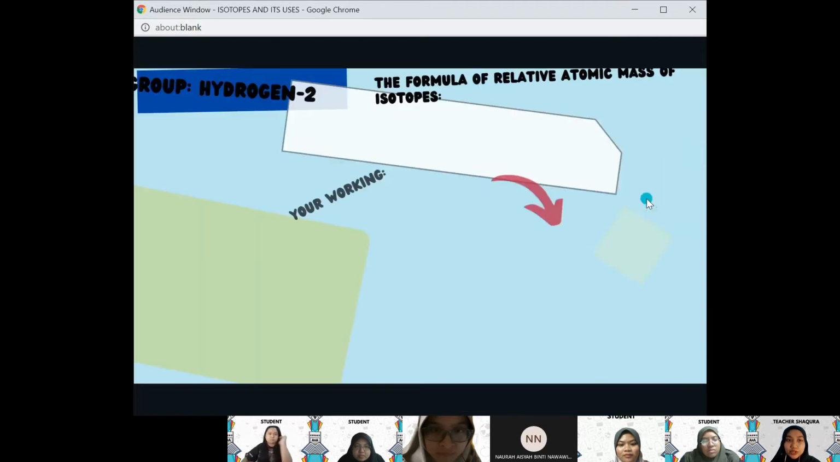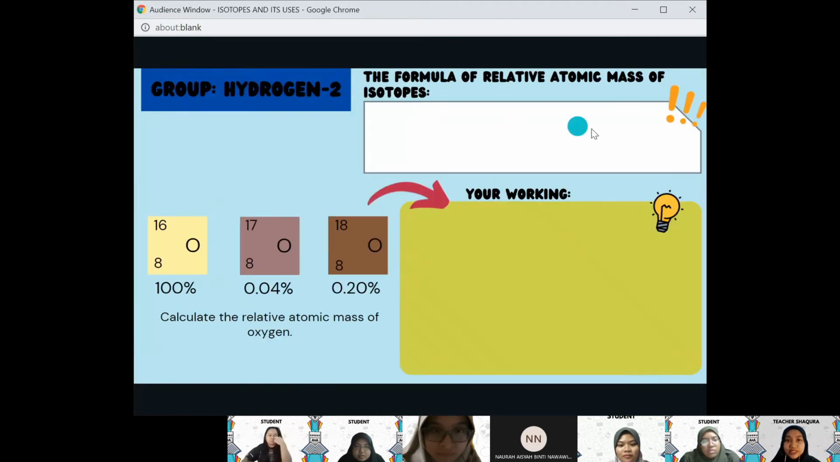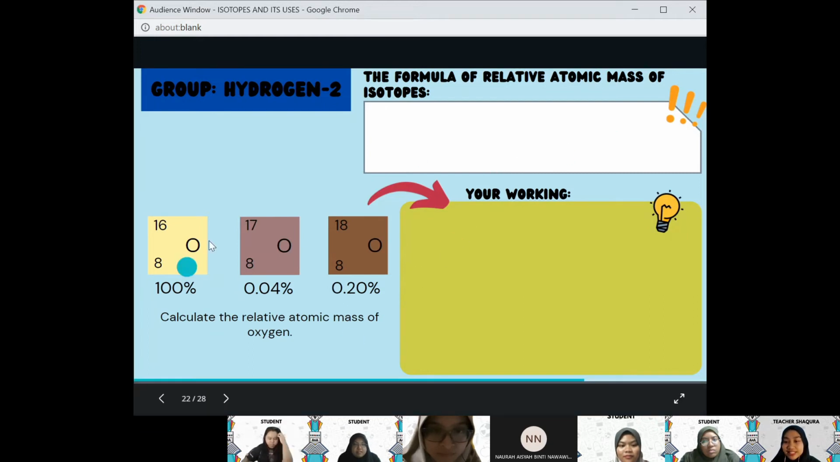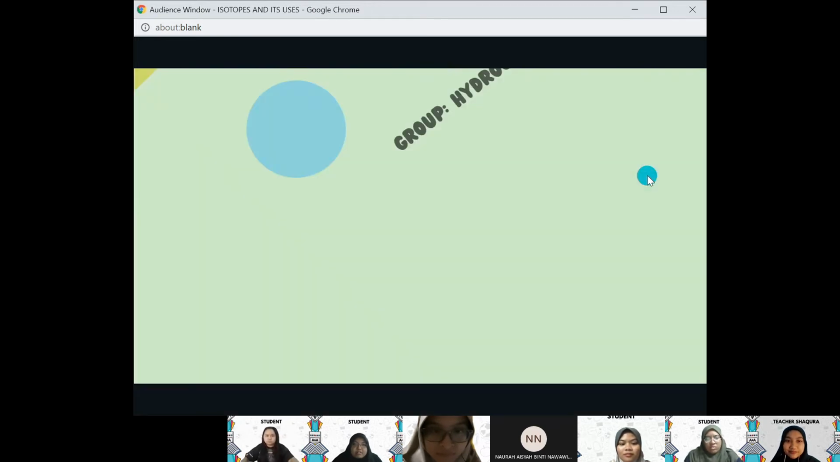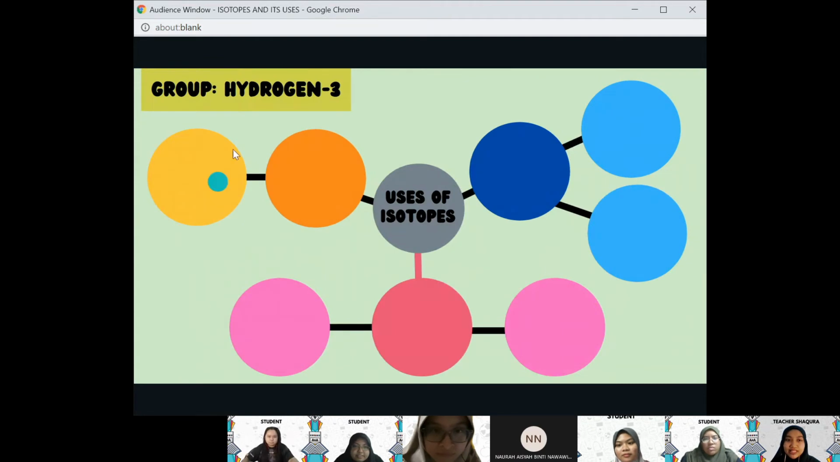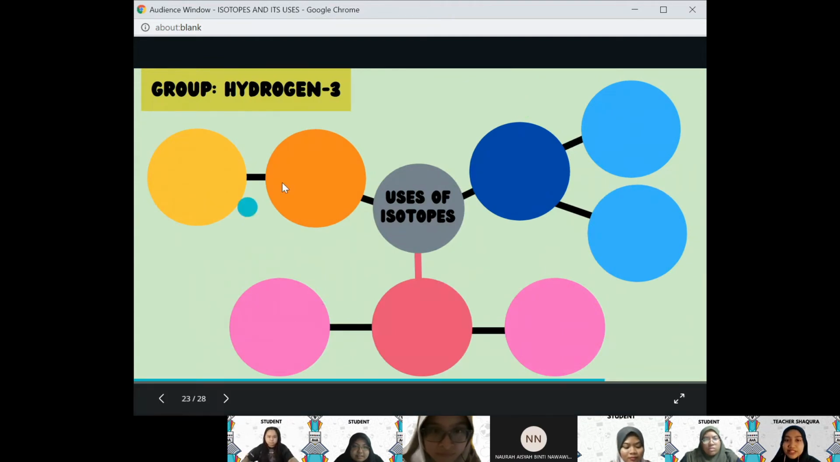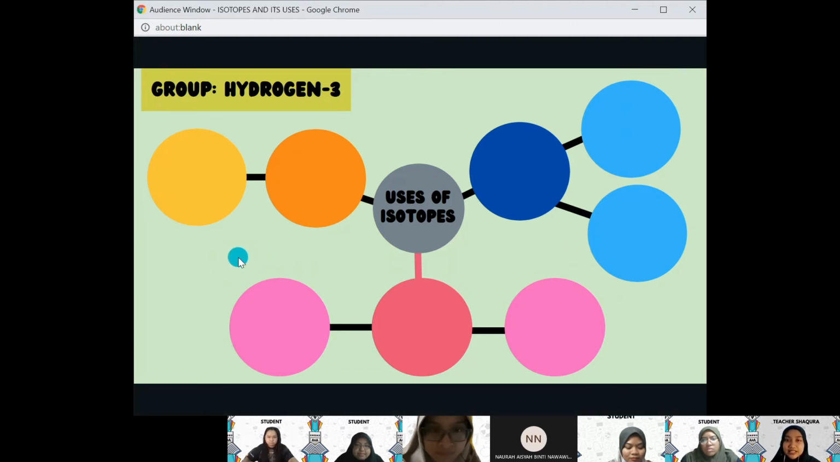For group 2, you have to write the formula of relative atomic mass and answer this question and write your working here. And for group 3, you have to fill in this bubble map on the uses of isotope. After you have done this task, you have to present to your class on the answer. Can you do it?